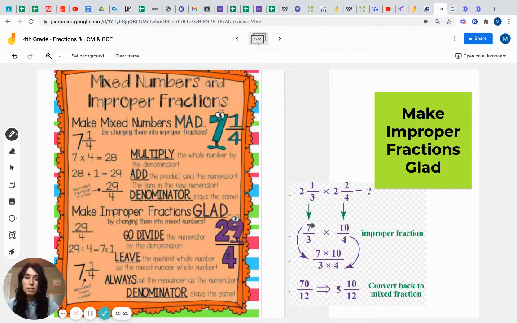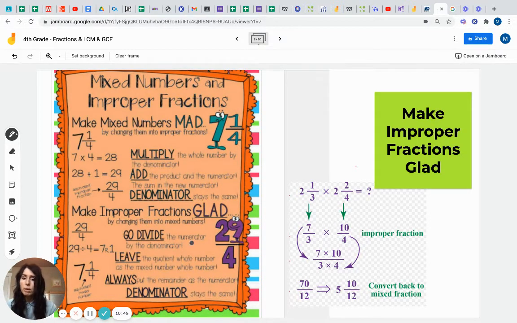3 times 2 is 6, add 1 is 7/3, times by 4 times 2 is 8, plus 2 is 10 over 4. Now you're going to multiply across. 7 times 10 is 70. And multiply across. 3 times 4, you can see it right here, 3 times 4 is 12. Now we have an improper fraction.